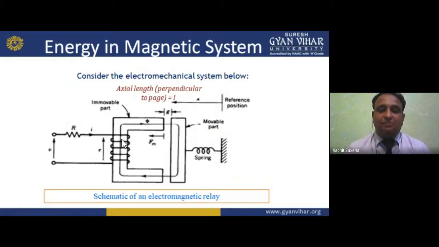If current meets the turns of the coil, then ampere-turns take place. And ampere-turn is what? Magnetomotive force, and the magnetomotive force is present in that circuit. If the core is there, and that core has reluctance, the property of magnetic material that opposes the creation of flux, then what will happen? MMF divided by S or R, flux will take place.